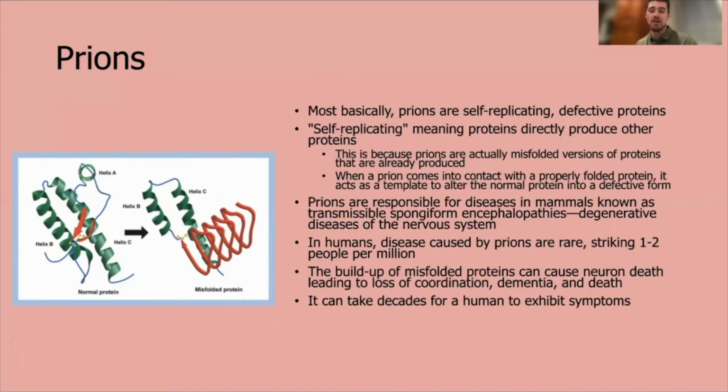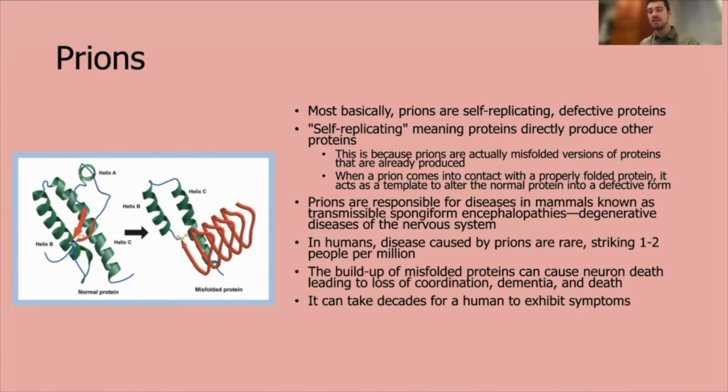The reason they're able to do this is that prions really are just misfolded versions of proteins that have already been produced. So proteins that you would find naturally accidentally get folded the wrong way, if it's genetic, or if it's transmitted from another organism. When the prion comes into contact with a properly folded protein, it acts as a template and alters the normal protein into a defective form.